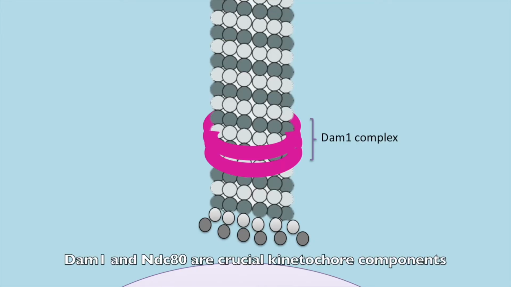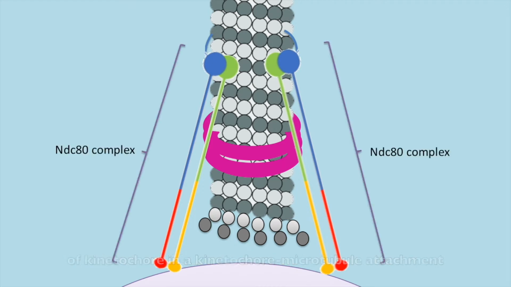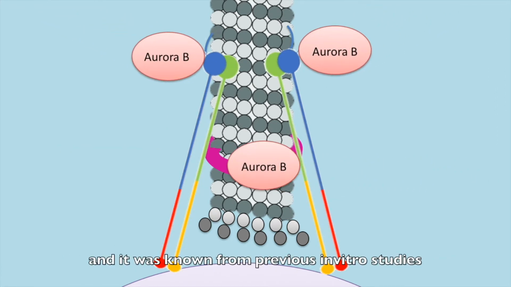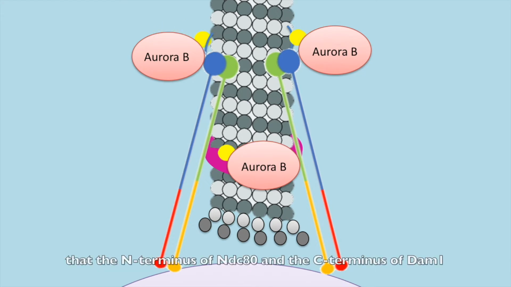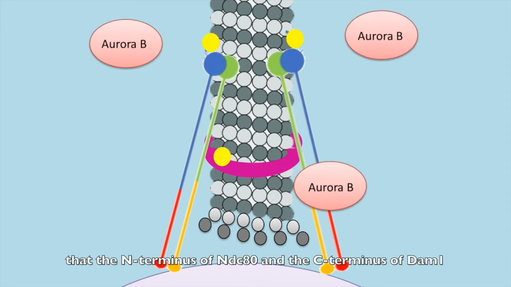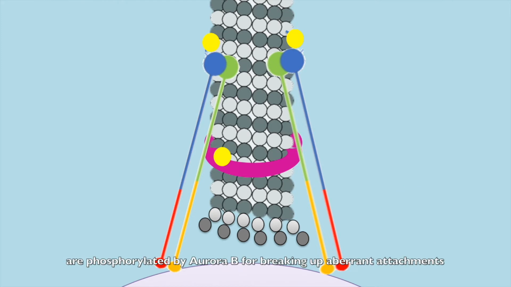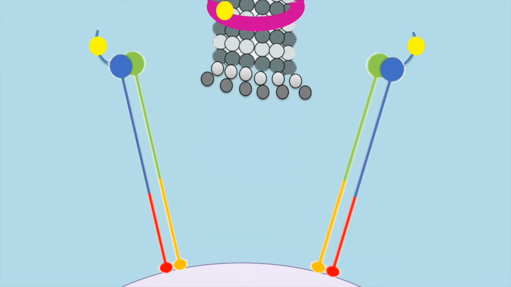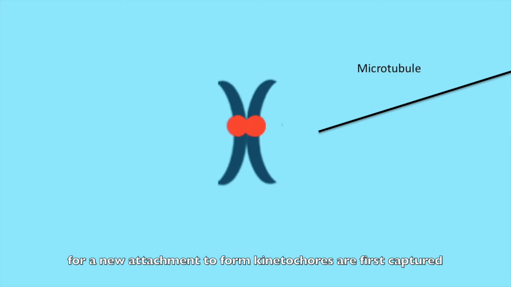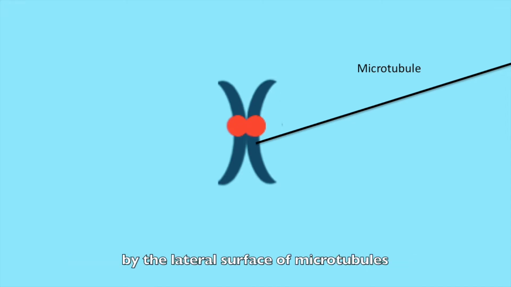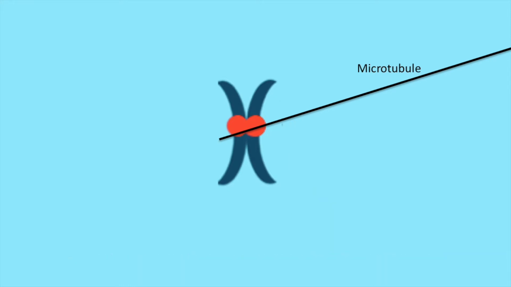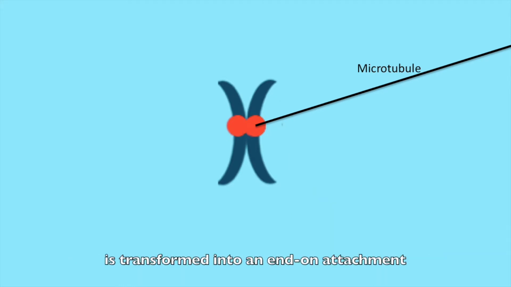The MIS12 and NDC80 complexes are crucial components of the kinetochore in a kinetochore-microtubule attachment, and it was known from previous in vitro studies that the N-terminus of NDC80 and the C-terminus of DAM1 are phosphorylated by Aurora B for breaking up aberrant attachments. For a new attachment to form, kinetochores are first captured by the lateral surface of microtubules. Microtubules will then shrink until lateral attachment is transformed into an end-on attachment.